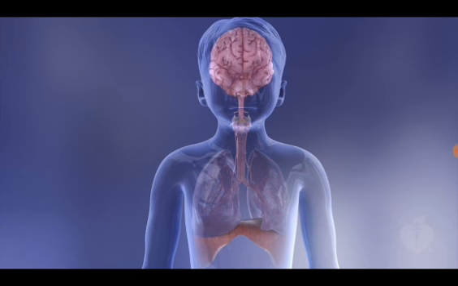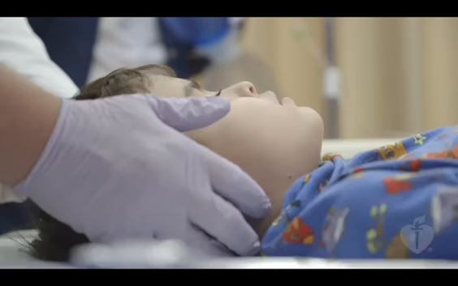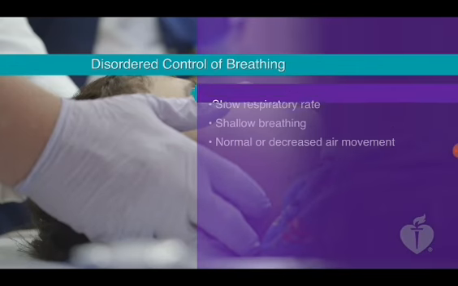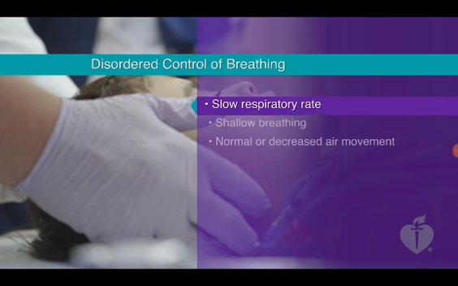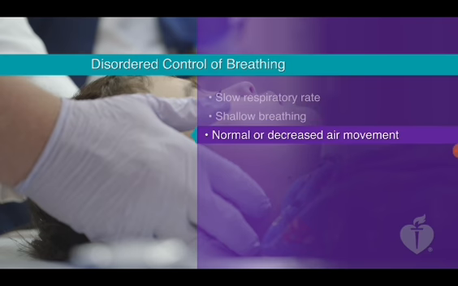A child with disordered control of breathing, such as a child with brain injury or drug overdose, may have an irregular breathing pattern. The respiratory rate is often slow, and breathing may be shallow with inadequate respiratory effort. Air movement may be normal or decreased. A child with disordered control of breathing may have poor muscle tone or altered mental state, causing upper airway obstruction.